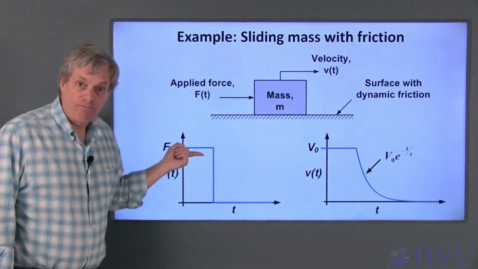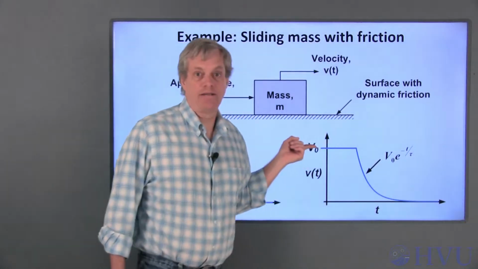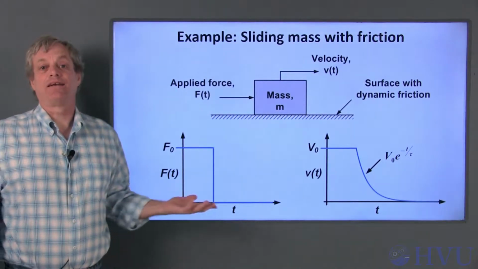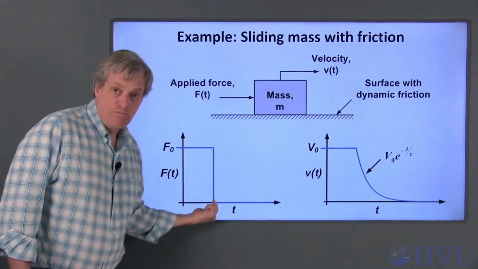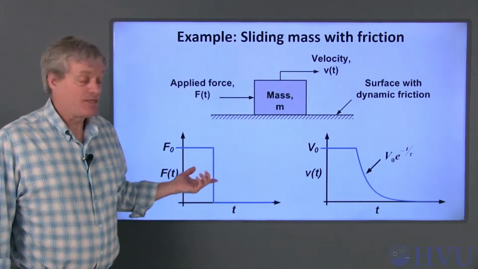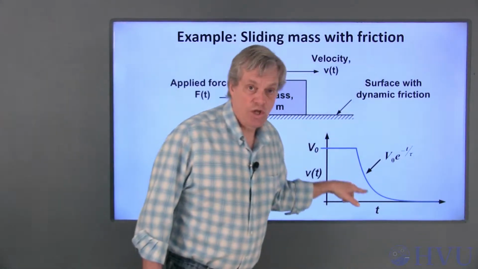If a constant force is applied for a long time, the mass's velocity will become a constant, since the energy added to the mass by the force is exactly balanced by the energy dissipated as heat. When the force is removed, we're no longer adding energy to the system, but energy is still being dissipated by the friction. This means the mass starts to slow down.